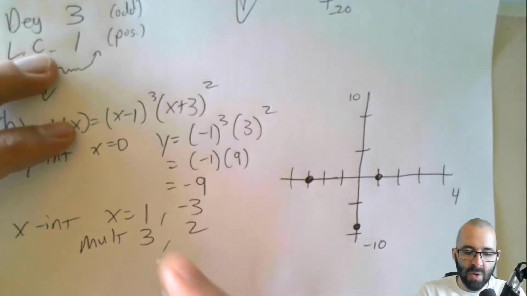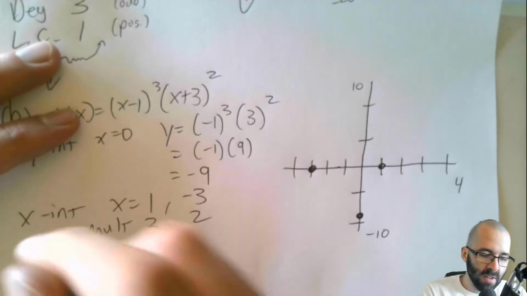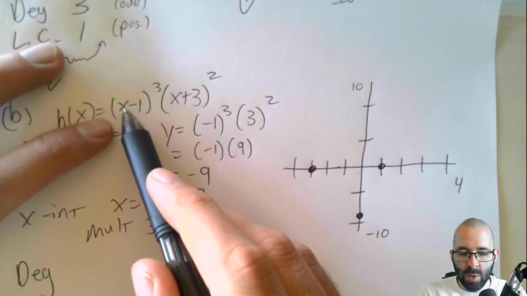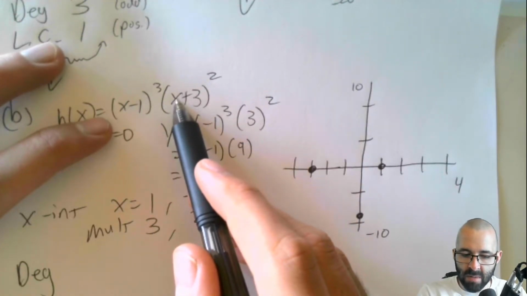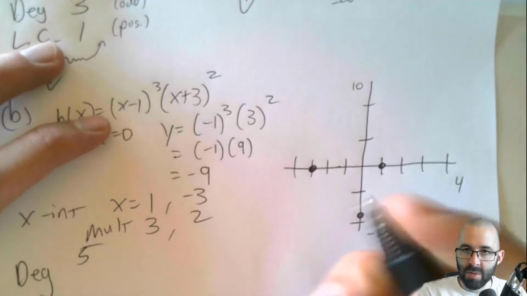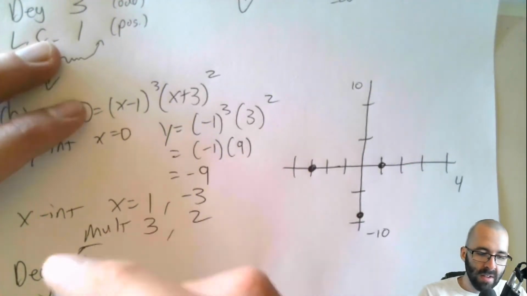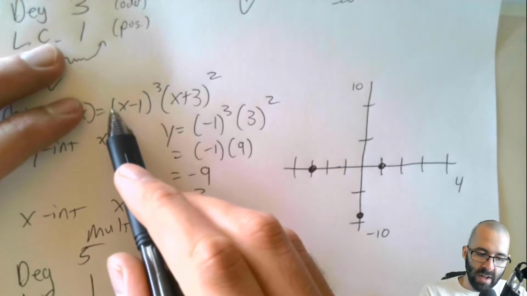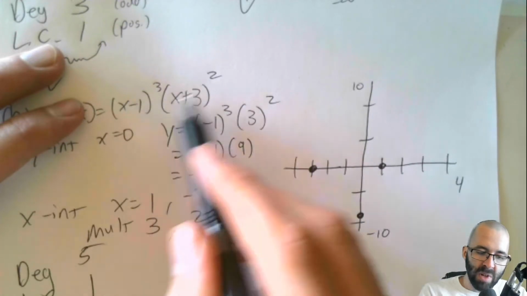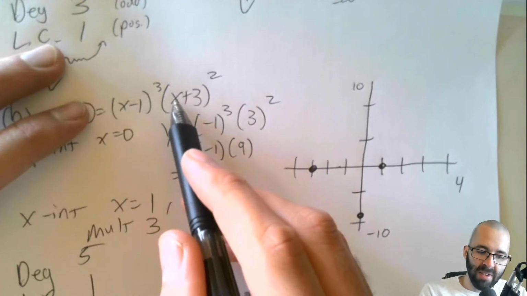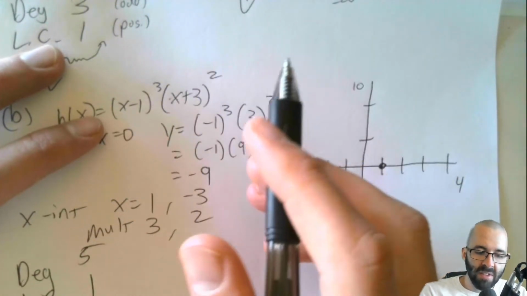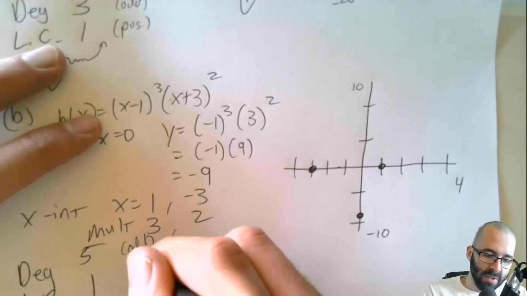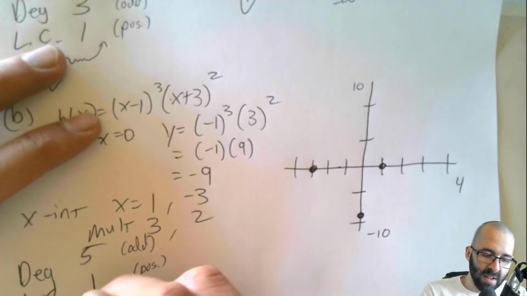What's our end behavior? Before we incorporate multiplicities, what's our end behavior? Well, our degree, there's going to be an x cubed from this term and an x squared from this term. Our degree is 5. X cubed times x squared, or x to the 5th. And again, our leading coefficient is just 1, because if you multiply all this out, you will get an x to the 5th. There's no numbers that are going to get multiplied by x to the 5th. So again, it's odd. Leading coefficient is positive, so we have the same end behavior as last time.